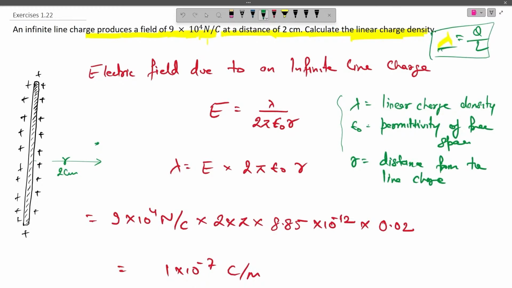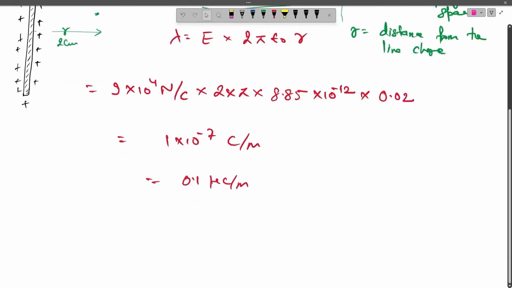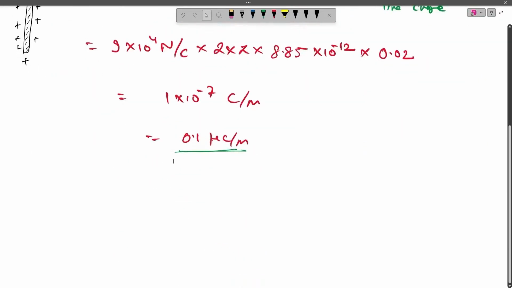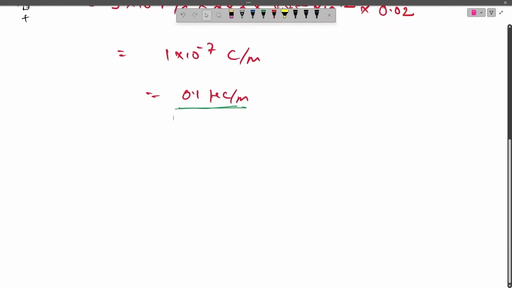Now we have an expression for electric field due to an infinite line charge, and that says that E is equal to lambda by 2 pi epsilon naught r. Now we can find lambda using this expression, and that would be given by E times 2 pi epsilon naught r. And using this expression, we have got the value of lambda as 0.1 microcoulomb per meter. Now how this expression came, let's understand it a little bit deeper.